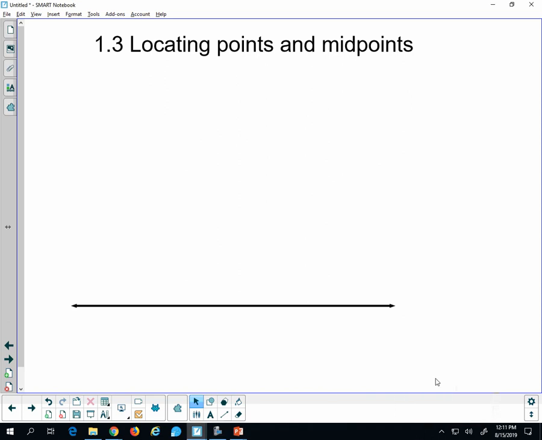Hey guys, this lesson is from section 1.3 and it deals with locating points and midpoints. So we looked at already finding the distance between 2 points on a number line and on a coordinate plane. Now we're looking at taking that same concept and finding the midpoints on a coordinate plane or on just a regular number line.